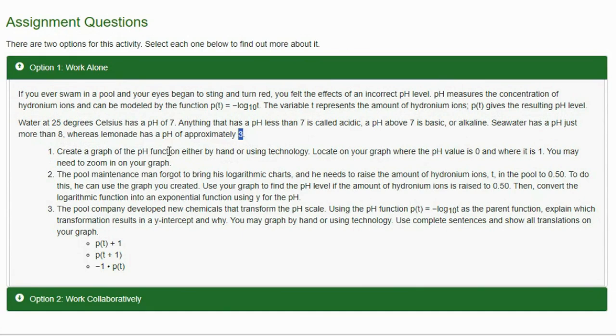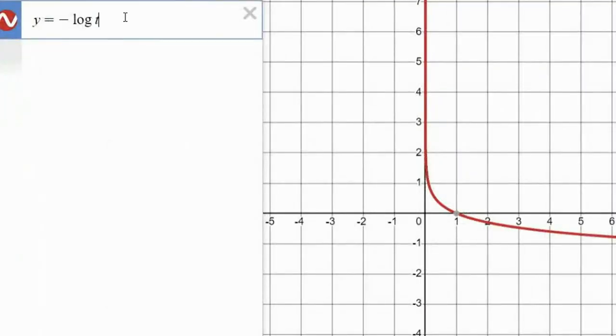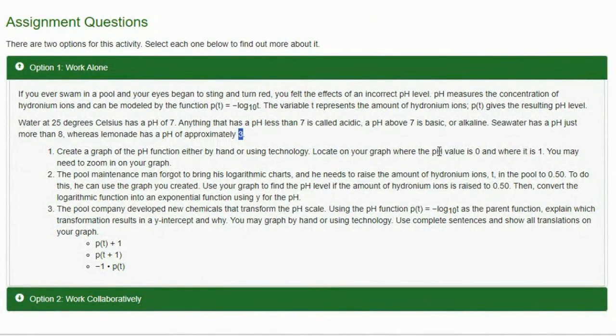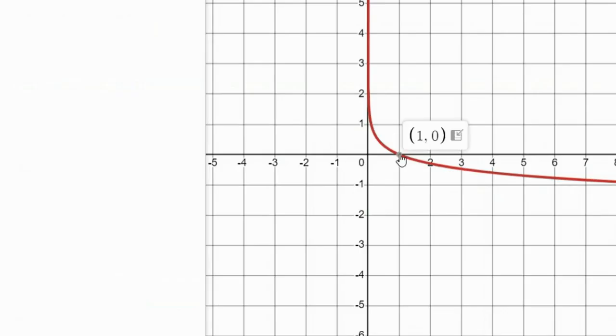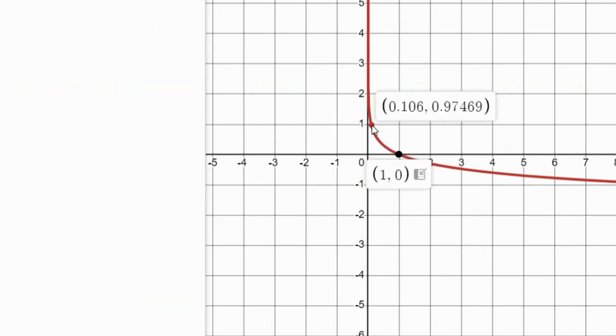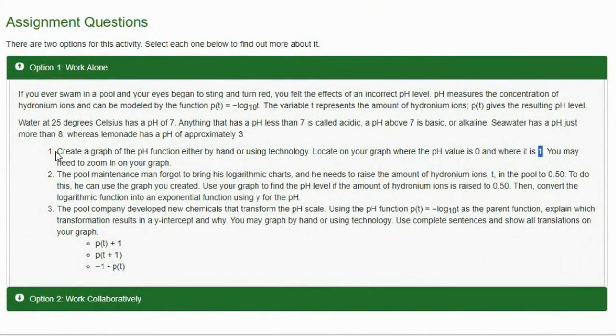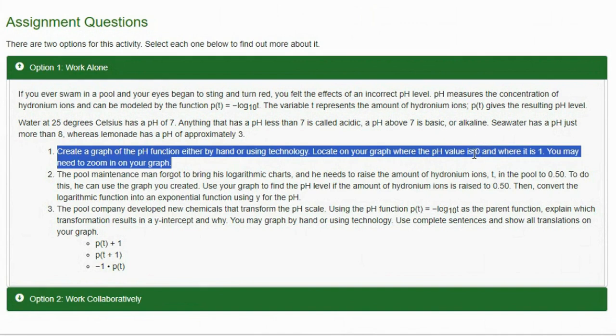Create a graph of the pH function, either by hand or using technology. I've already done it right here, actually. Locate on your graph where the pH value is 0 and where it is 1. Where is it 0? When the hydronium ions equal 1. But remember, T, which is the x-axis, represents the amount of hydronium ions. The Y is the pH. And where is it equal to 1? We can go up here. 0.1 hydronium ions will leave you a pH of 1. You may need to zoom in on your graph. So you have to mark that and give those values.